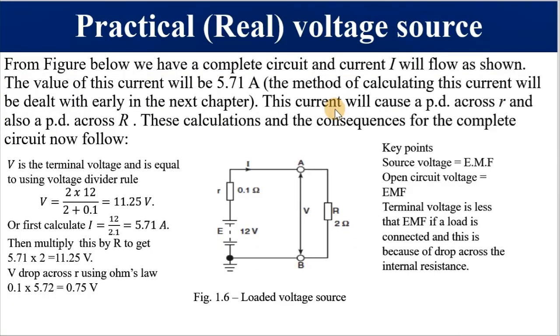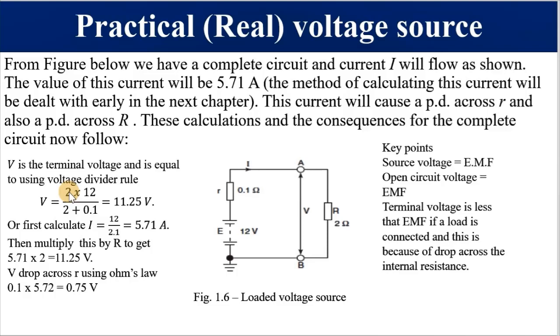More on a practical or real voltage source. This time, guys, we have connected a load of 2 ohms across the terminals A and B, and the terminal voltage in this case is equal to V. And how is it calculated? It is calculated by subtracting the drop across the internal resistance, small letter r, from the voltage source EMF, which is equal to E. Or, guys, you can simply say 2, this is what is called the voltage divider rule.